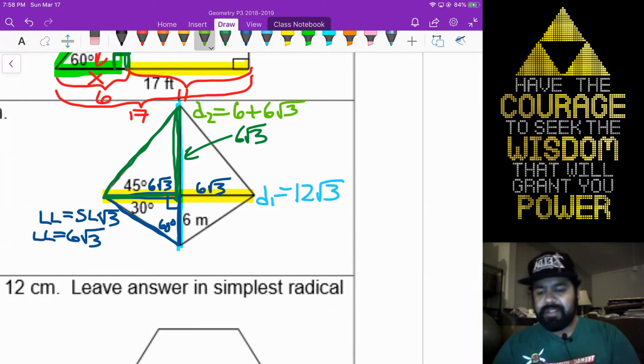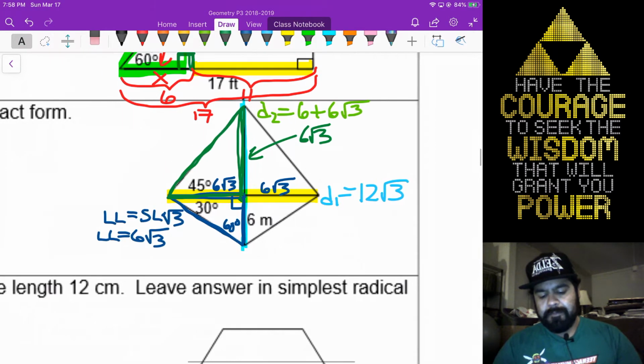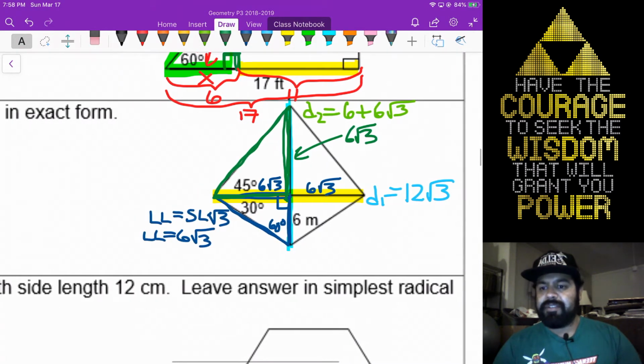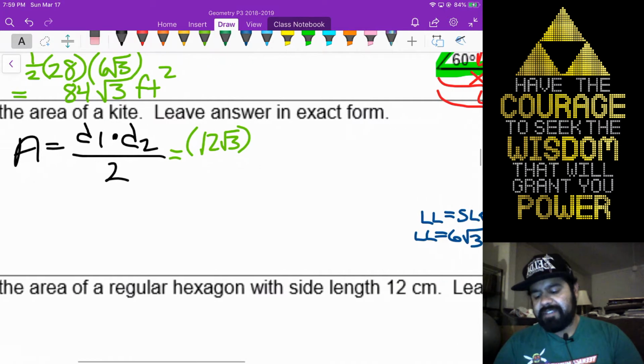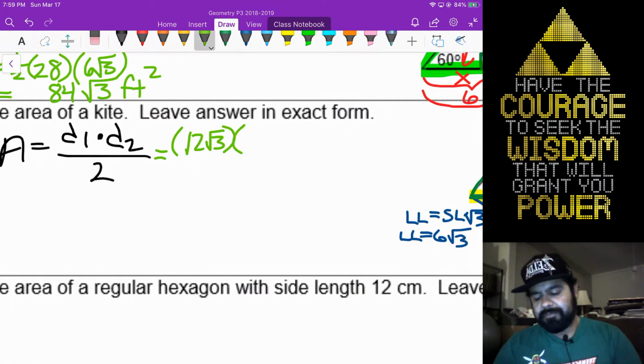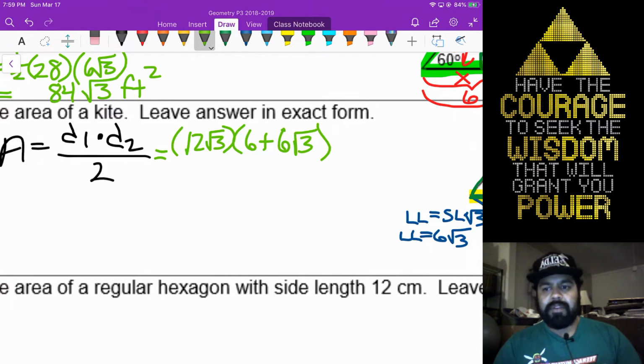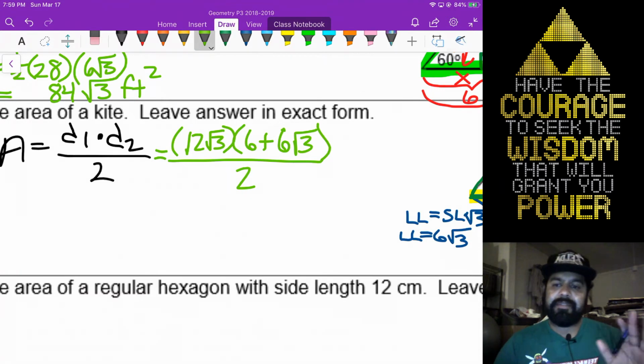So now we're just going to go straight into the math and substitute those into our equation. So in parentheses, diagonal 1 is going to be 12 rad 3. On the next part, we're going to have 6 plus 6 rad 3. Okay. Now, the fun part, cleaning this up. I know it's everyone's favorite.